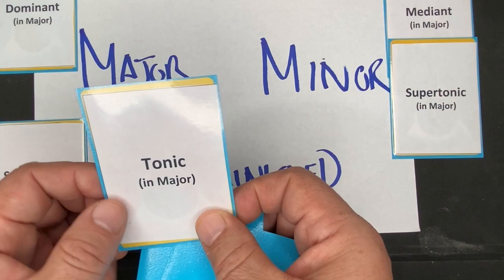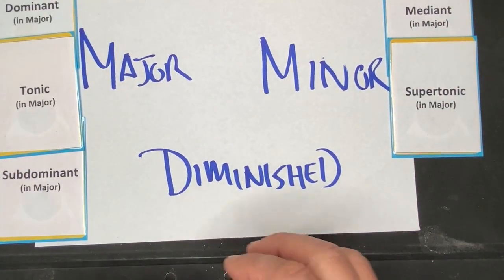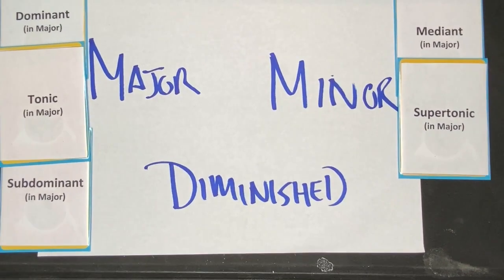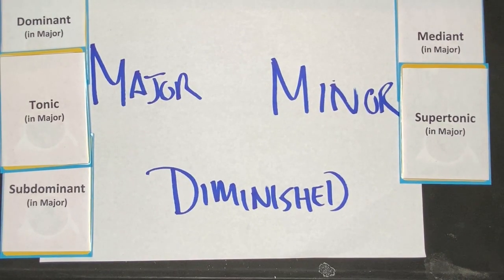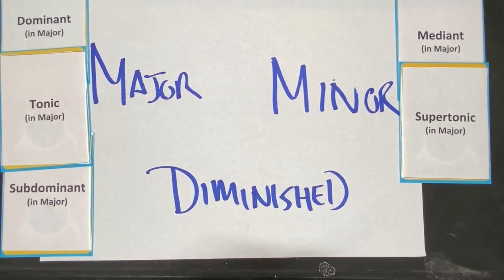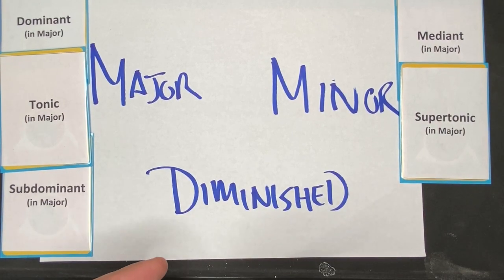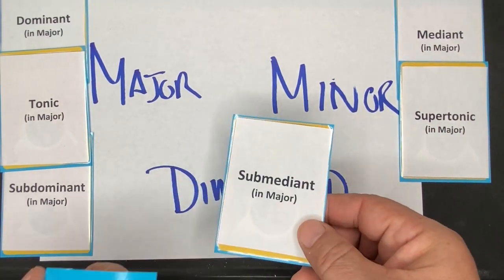Tonic. Tonic is my 1 chord. Sits in the middle, right? It's the 1 chord. All the other chords come back to it. It's so heavy and dense. It weighs a ton. Its mass is very dense, and so it absorbs gravity to everything else. It's the center.